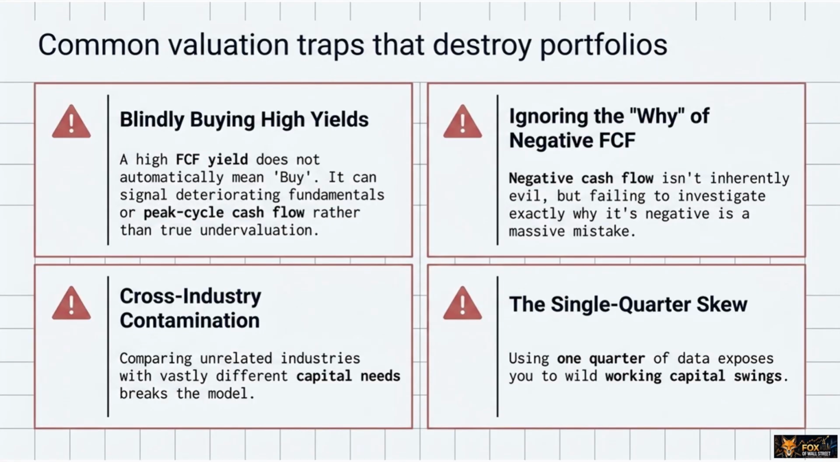Section 5. Common valuation mistakes. Valuation traps to avoid. Value investing is incredibly powerful, but there are definitely traps that can destroy your portfolio if you aren't careful. A high FCF yield absolutely does not automatically mean buy. Buying the highest yield blindly is super dangerous. It can sometimes signal deteriorating fundamentals or a peak cycle cash flow, rather than a truly undervalued stock. Other massive mistakes include ignoring negative FCF without understanding exactly why it's negative, comparing totally unrelated industries with different capital needs, using just one single quarter of data which can be wildly skewed by working capital swings, and ignoring debt and dilution, where cash might rise while your actual per-share value just stagnates.